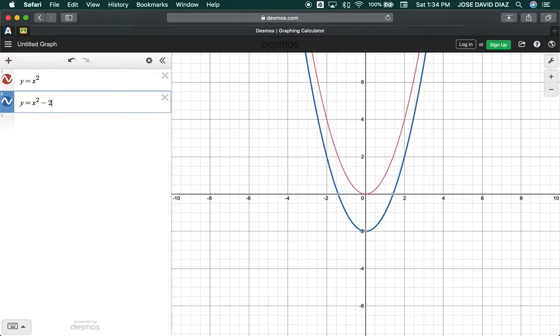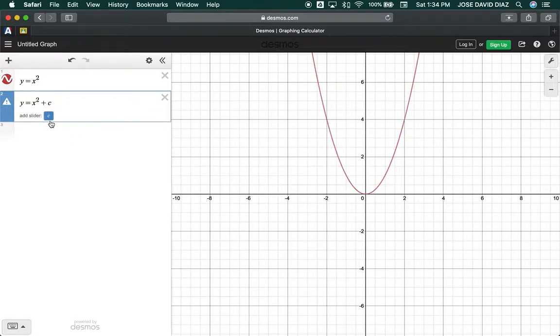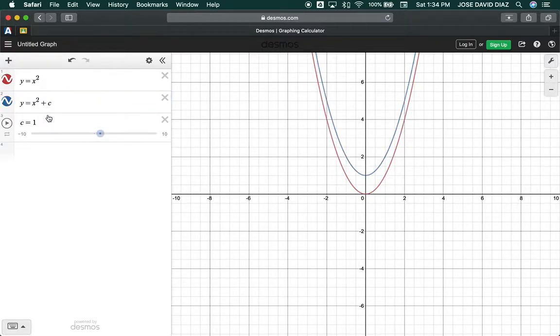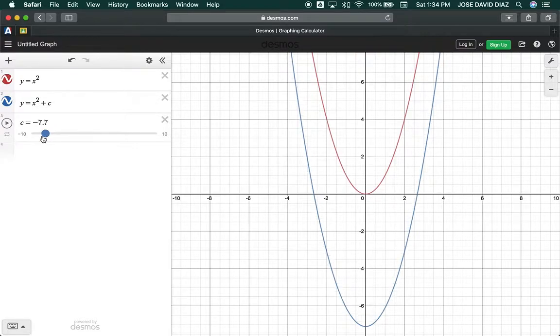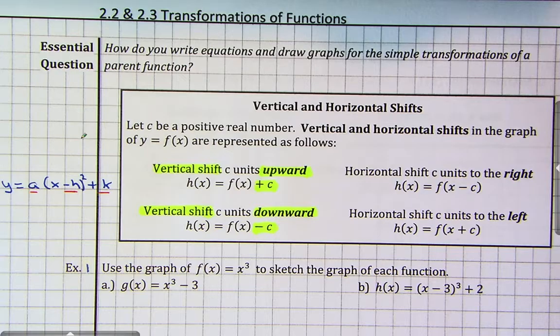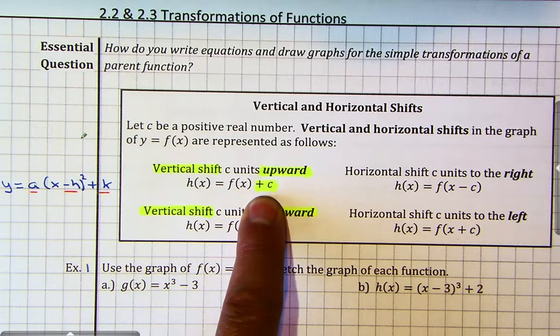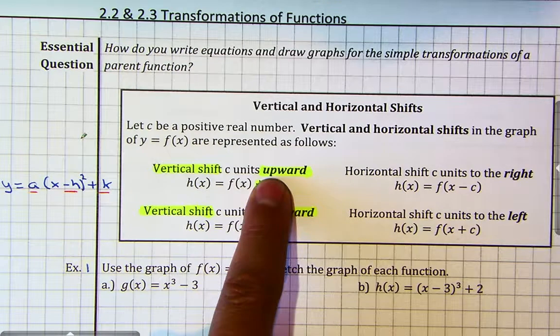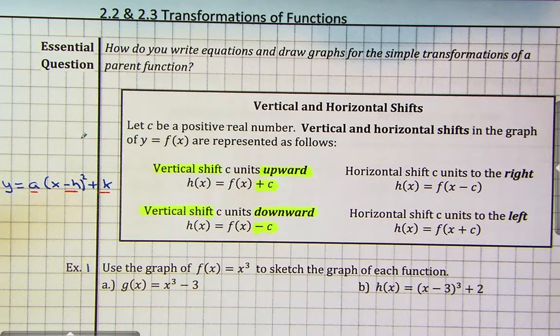So notice that if it's positive, it moves up. If it's negative, it moves down. Or we can just do plus c, and that will create a slider. You can add a slider. If we add a number, plus, it moves up. Minus moves down. Up and down. Therefore, if the number is outside, it's going to move it up or down.